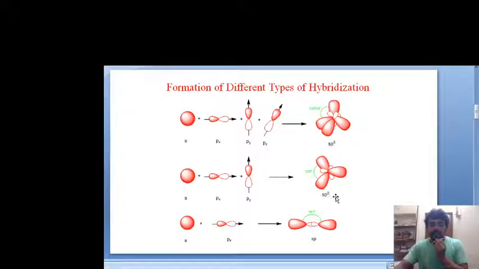This is the sp2 hybrid orbital, that is one s orbital and two perpendicular oriented p orbitals. When they overlap each other, they form this type of sp2 hybrid orbitals. Here the bond angle is maintained at 120 degree. And this is the sp hybridization, that is one s orbital and one p orbital overlap each other to form the sp hybrid orbitals, and here the bond angle is maintained at 180 degree.